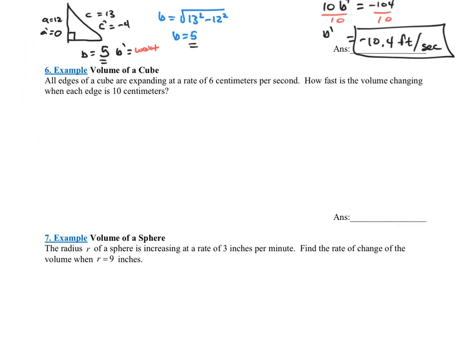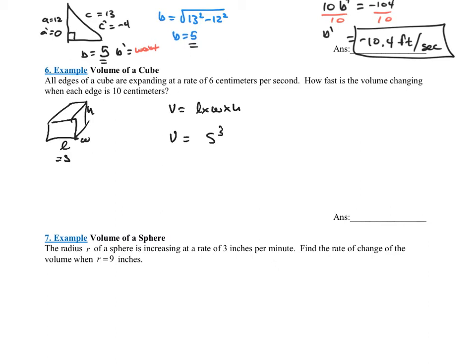Okay, let's look at example 6. Example 6 says all edges of a cube are expanding at a rate of 6 centimeters per second. How fast is the volume changing when each edge is 10 centimeters? So let's think about a cube again. Remember, with a cube, the length, the width, and the height are all the same. So when you do volume equals length times width times height, all of those are the same. In most textbooks, when they're all the same, they just give it the letter S, S being for side. So this would really be S times S times S. So really what we have is volume equals S cubed.